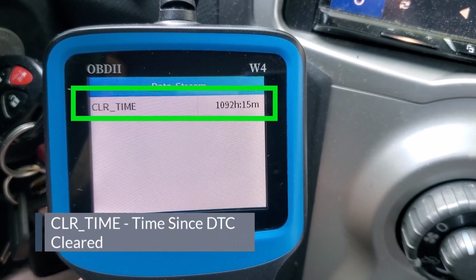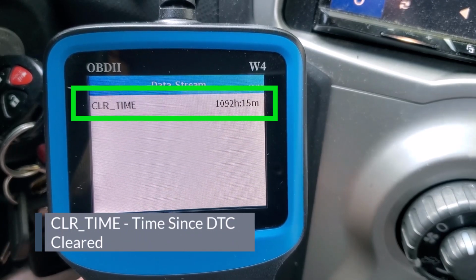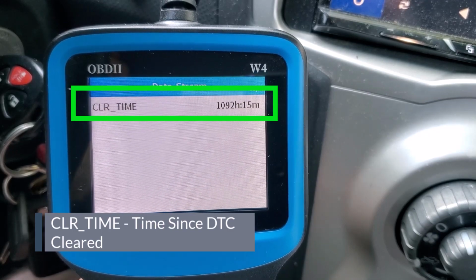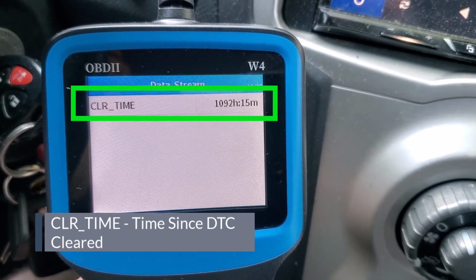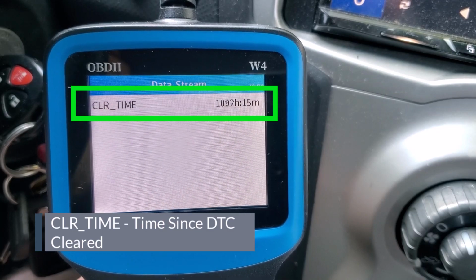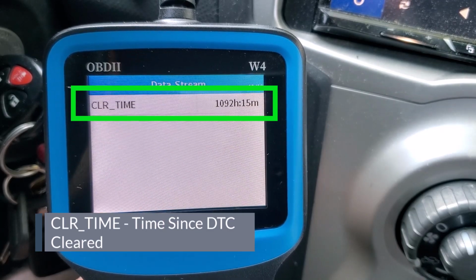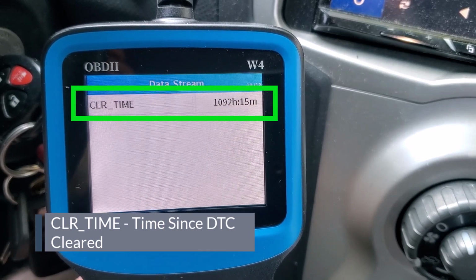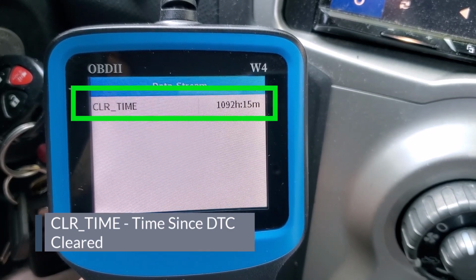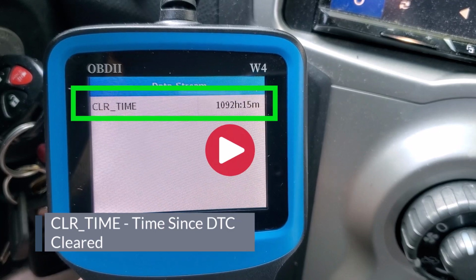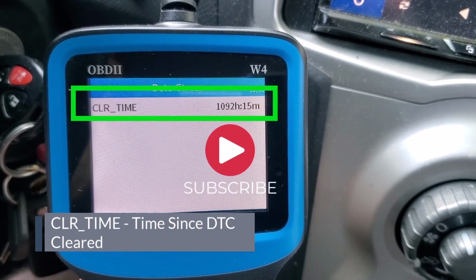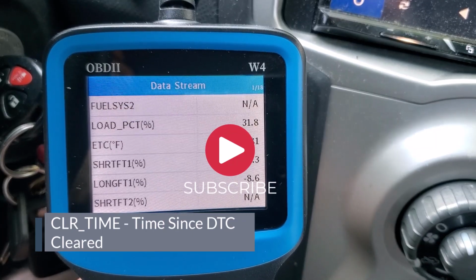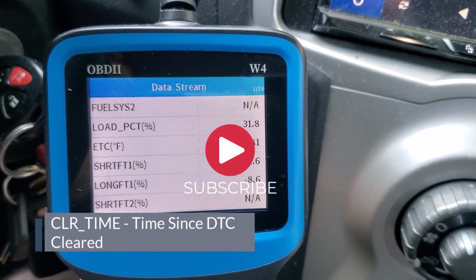Okay, then on this last screen for this one we have CLR time, and this is just the time since the diagnostic trouble code's cleared. I think that I probably am at that peak anyways on that one, because 1,092 hours is like 65,500 and something minutes. So I think that's probably the maximum value. And that is the last page of this live data for this meter.